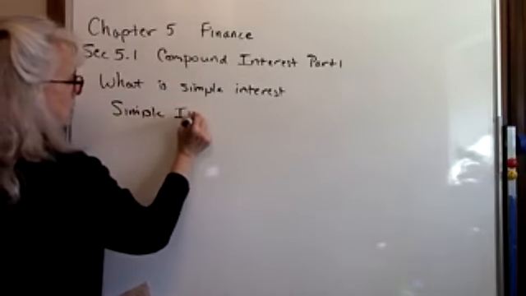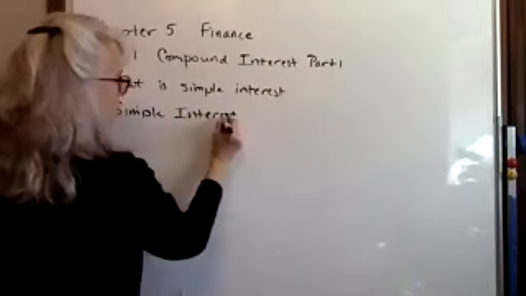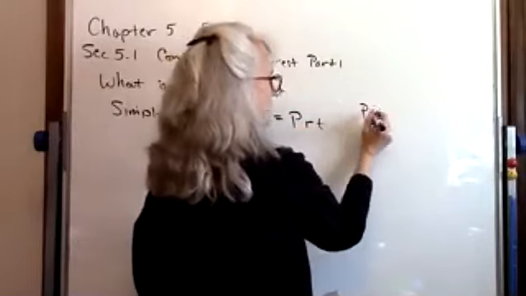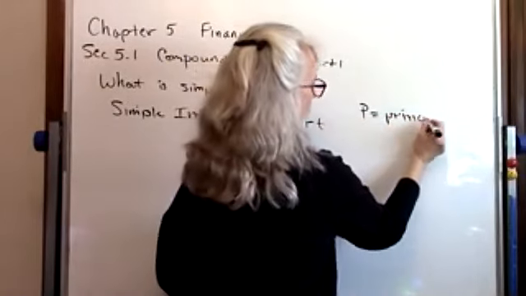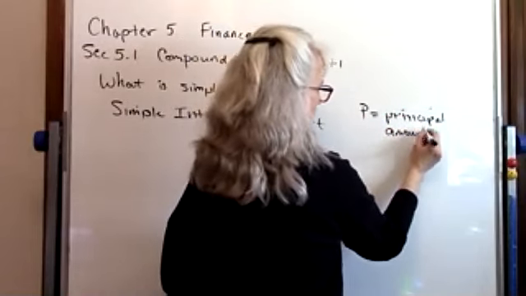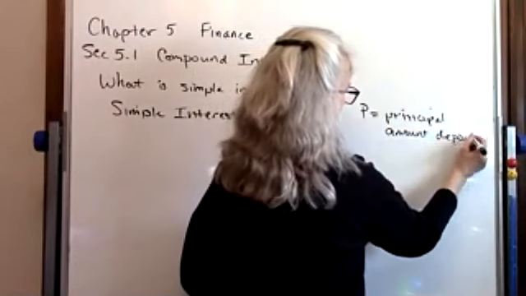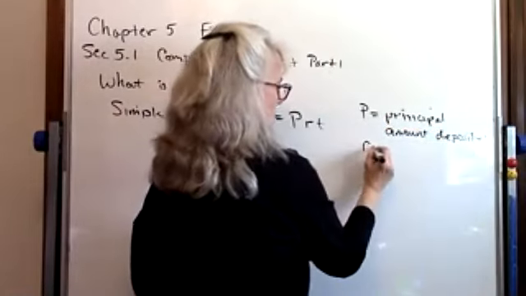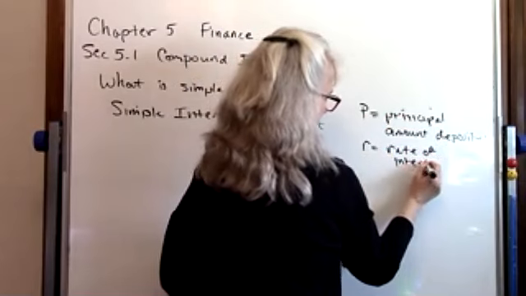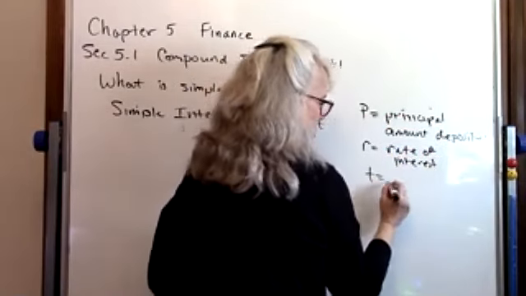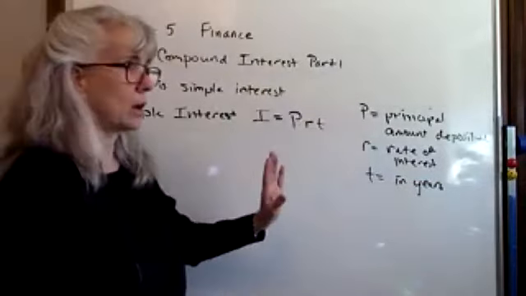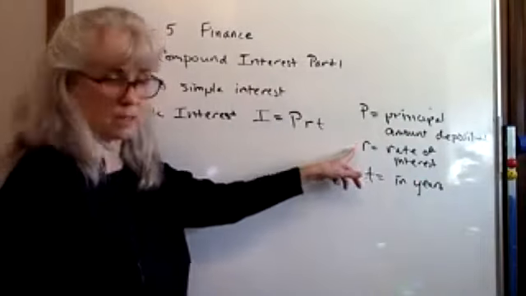So the formula for simple interest is I, the interest earned, equals P times R times T, where P is your principal. That's the amount that you invested, the beginning amount that you put into a deposit. R is the interest rate, always as a decimal. And T is time, and it needs to be in years. This lets us calculate how much interest your money has earned during a specific amount of time at a specific rate of interest.